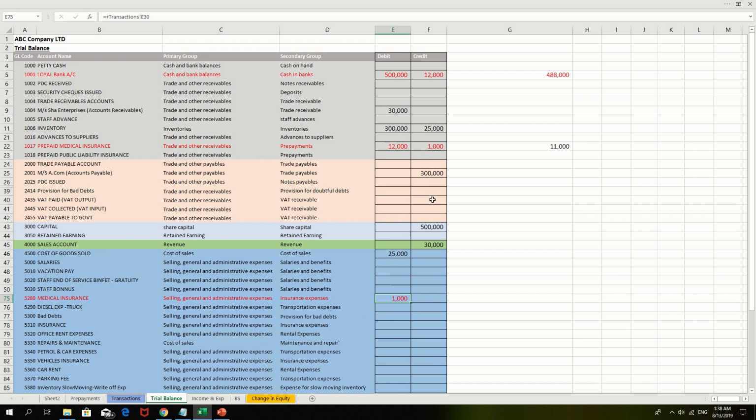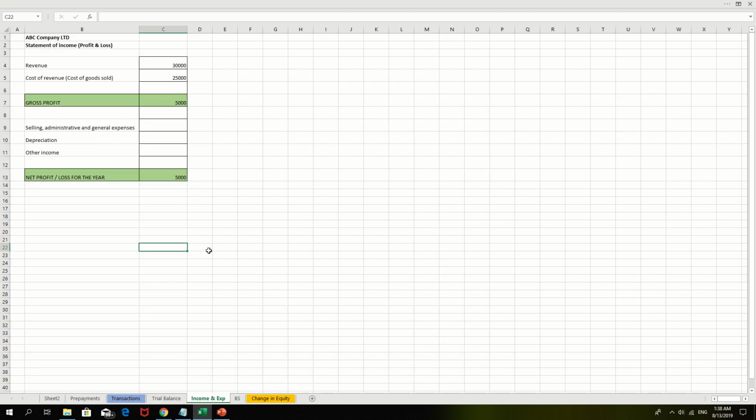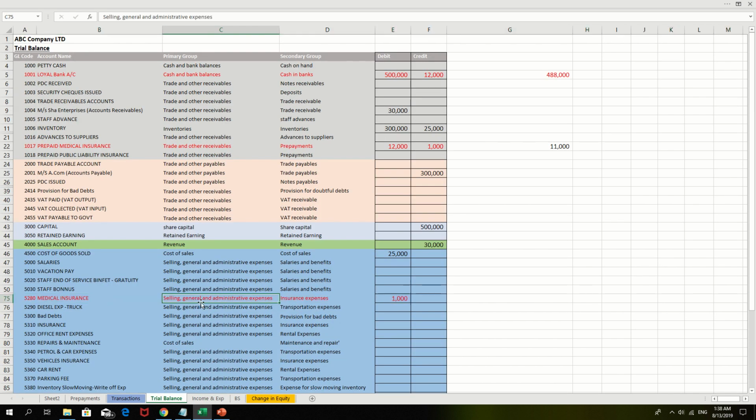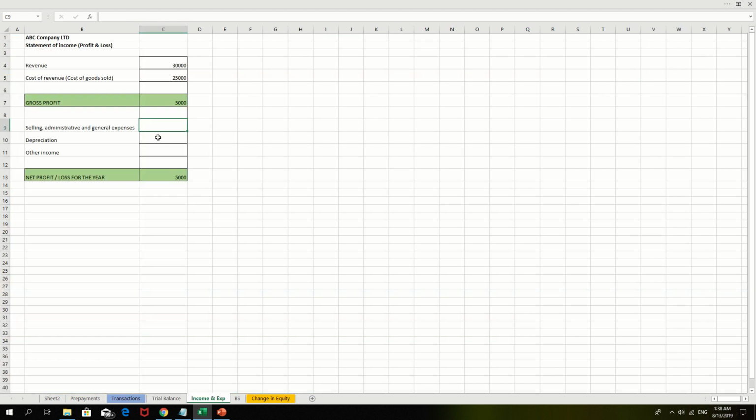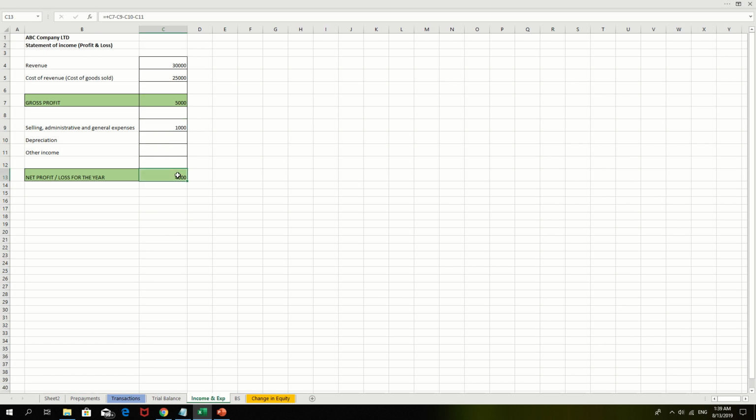Let us then book this entry also into the financials, income and expenses. Here selling and administration and general expenses will be impacted by this entry, because medical insurance is a selling and general admin expense. This account is debited. So let us take the balance of medical insurance, 1,000 expenses we have booked, and it was 5,000 before because we have paid for an expense in the month of August. So our profit decreased by 1,000 and it became 4,000. So only this entry we have posted.